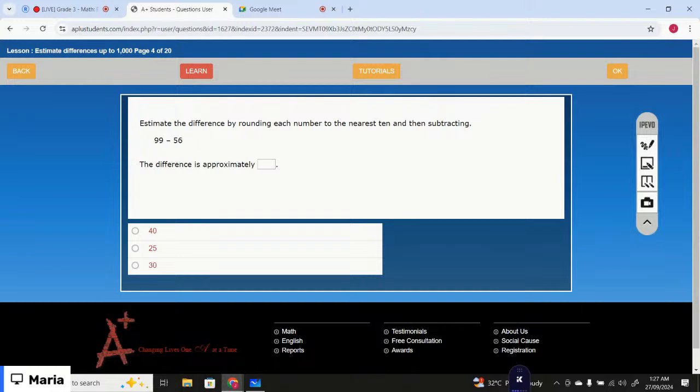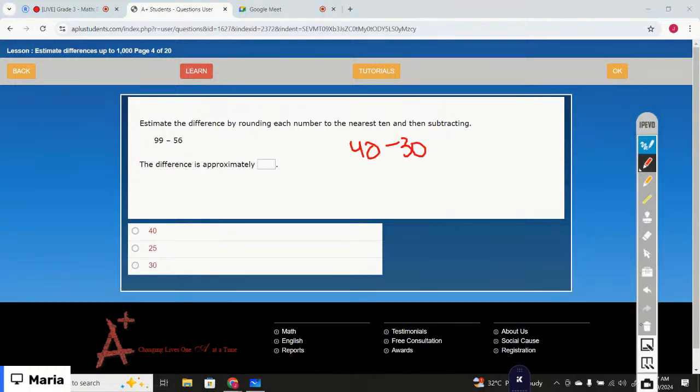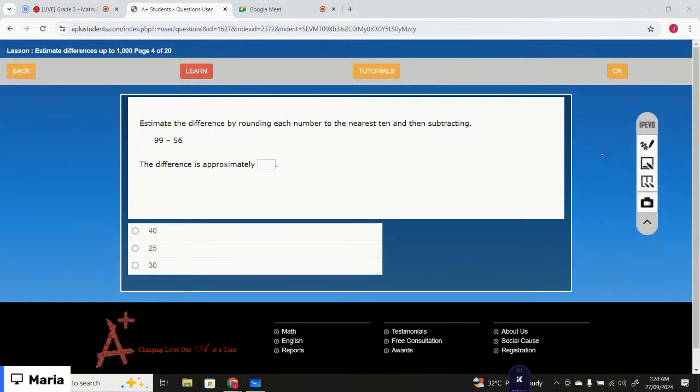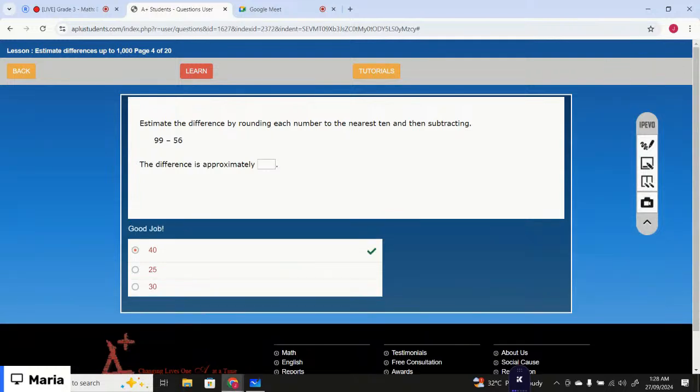Estimate the difference by rounding each number to the nearest 10 and then subtracting 99 minus 56. Which is the correct option? 99 is rounded off to 100 and 56 is rounded off to 60. So 100 minus 60 equals, very good, 40. That's option number 1. Option number 1 is the correct option.